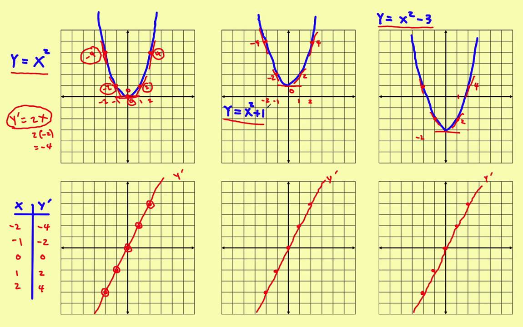Now, it'll make sense when you take the derivative of this. If the original function was y is equal to x squared, the derivative is y is equal to 2x. If the original function was x squared plus 1, then again, the derivative is still 2x because the derivative of a constant goes to 0. So it has the same derivative. And same thing over here. The derivative of this one, y prime, would be equal to 2x because the derivative of a constant goes to 0. So since all of these have the same derivative, they all have the same derivative graph.